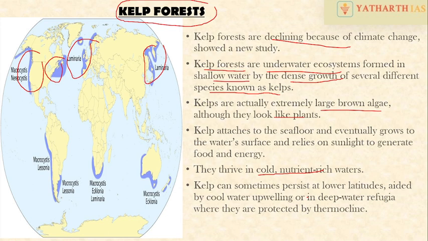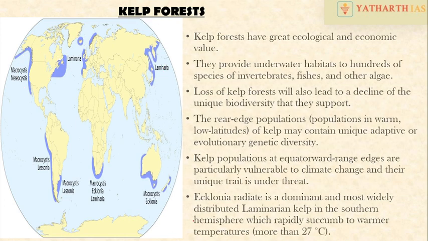So the kelp can sometimes persist at lower latitudes aided by cool water upwelling or in deep water refugia where they are protected by the thermocline. So they have great ecological and economic value. They provide underwater habitats to hundreds of species of invertebrates, fishes and other algae. So the loss of kelp forests will also lead to a decline of the unique biodiversity that they support.